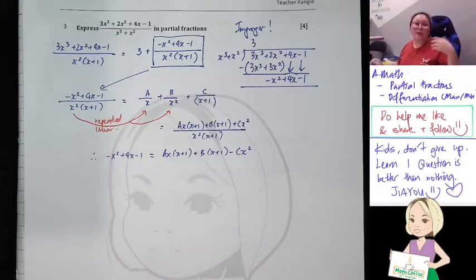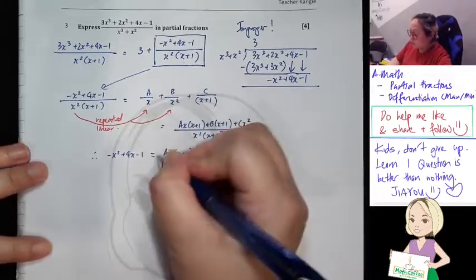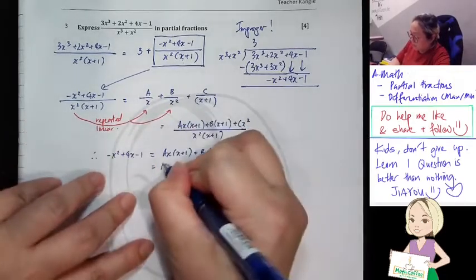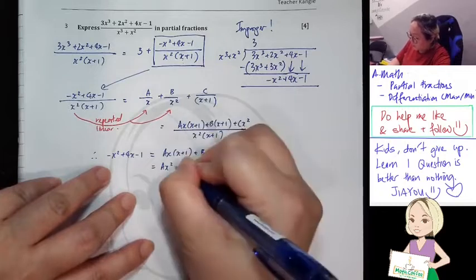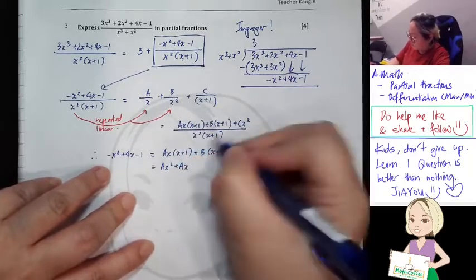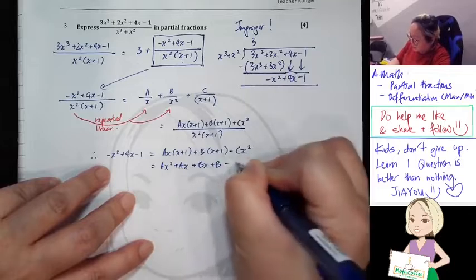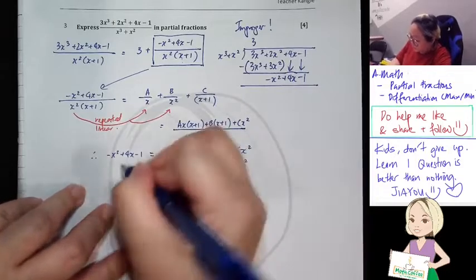And since in question 1 and question 2 I used substitute value, I shall use compare coefficient to show you how to use it. So what you do is you just expand the right hand side. This one times this one will give me ax squared. This one times this one, ax. This one is bx plus b, minus cx squared. So this one just copy.